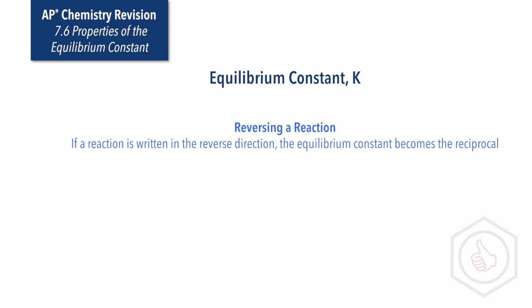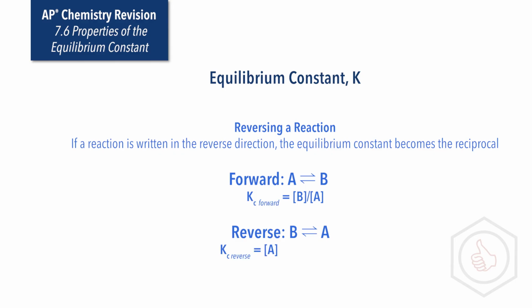For example, for the forward reaction A going to form B, the equilibrium constant Kc would be concentration of B divided by concentration of A. However, the reverse direction, so B going to form A, would have an equilibrium constant Kc of concentration of A divided by concentration of B, or in other words, 1 over the Kc value for the forward direction.